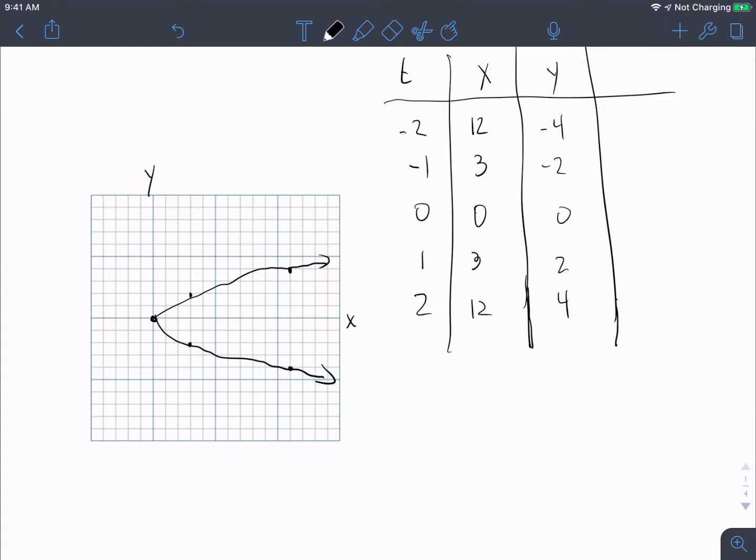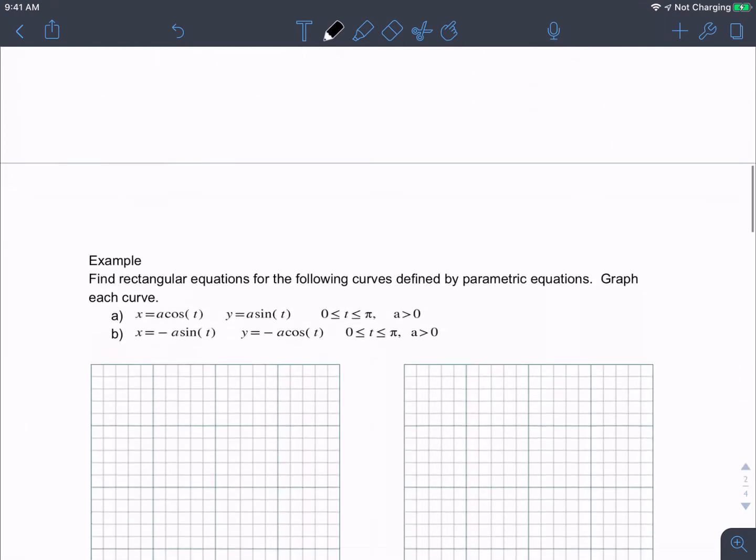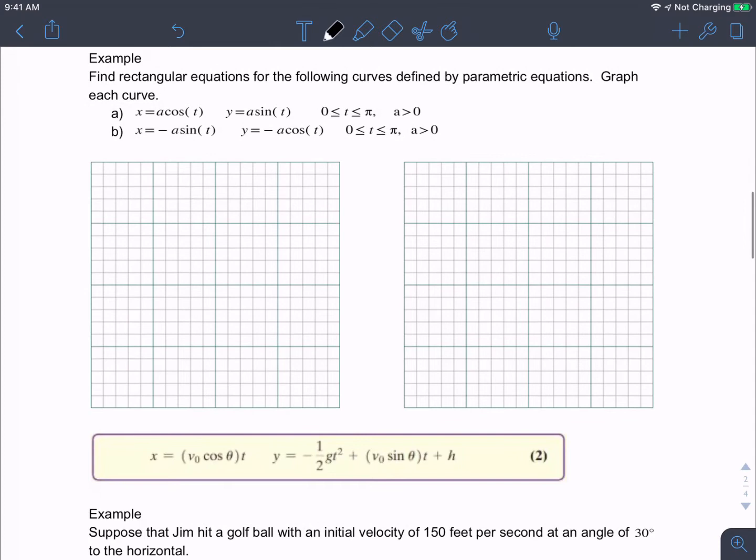So let me do another equation, one that will be a little bit more complicated, and it'll actually give us direction, which is always something good to have. So here we go. For A, I'm going to work on the left-hand side. I see x is equal to a cosine t, and y is equal to a sine t. The parameter t goes from 0 to pi, and a is greater than 0.